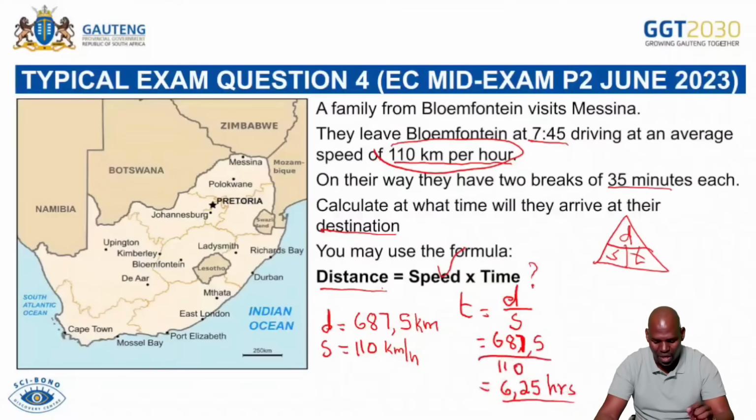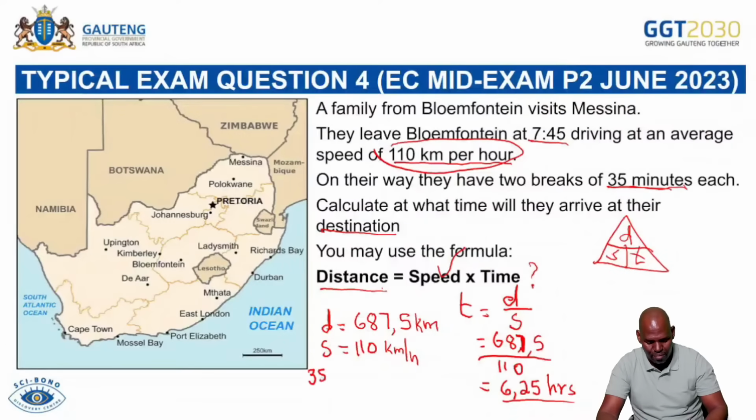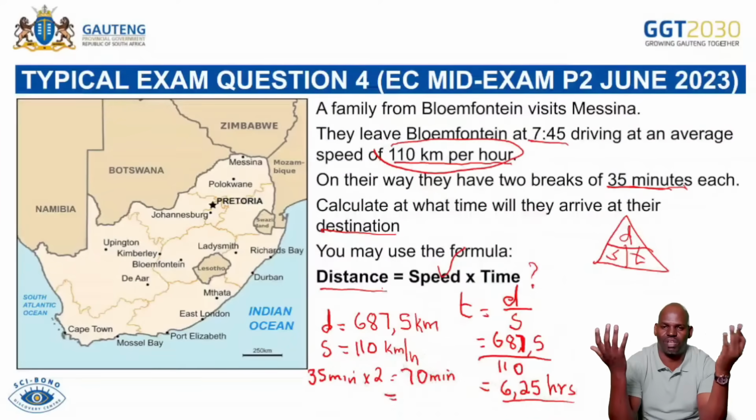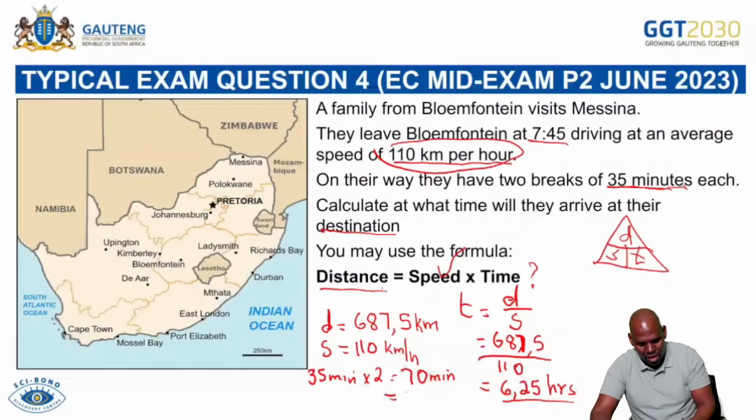So it means for driving only, it's going to take them 6,25 hours. They leave Bloemfontein at 7:45, driving at an average speed of 110 kilometers per hour. Okay, but now remember they have to rest on the way. So for them to rest, they have to rest for 35 minutes, 2 breaks. So the 2 breaks is going to be 35 minutes multiplied by 2. This will give us 70 minutes. Okay, because the 6,25 hours is for driving only. But now remember, they are going to be delayed by taking a break. They are going to be delayed by how many minutes? By 70 minutes. Then think about 70 minutes. If we have to convert it to hours, 70 minutes is 60 minutes plus 10 minutes. So this is actually 1 hour and 10 minutes.